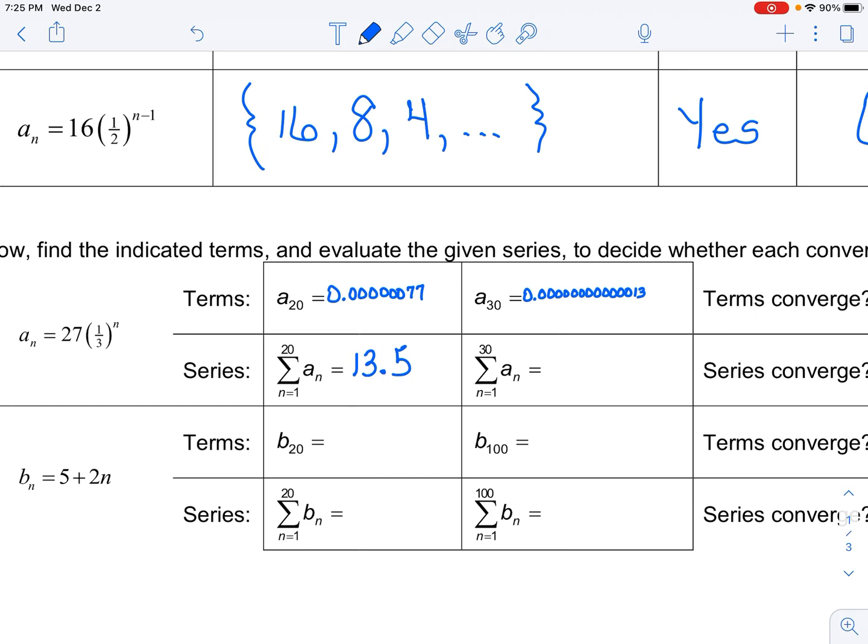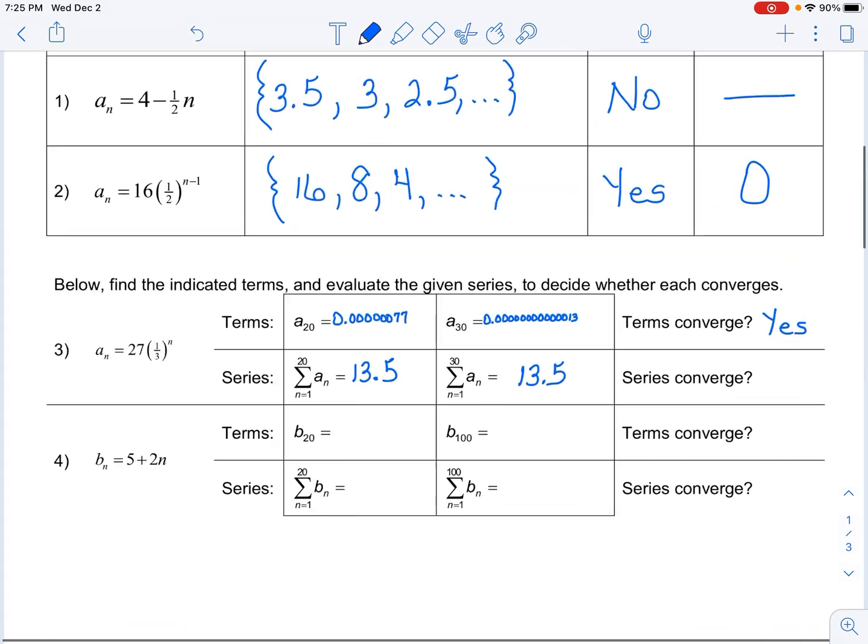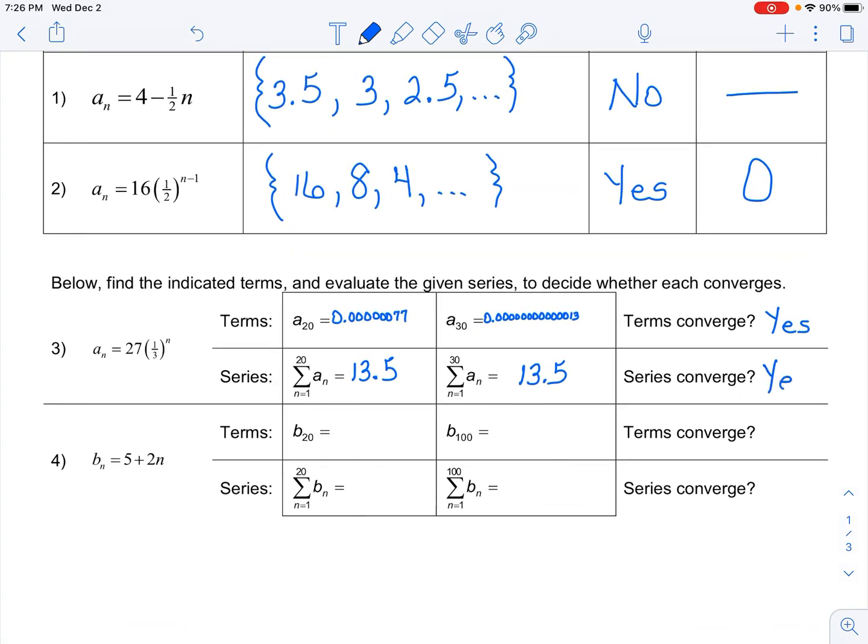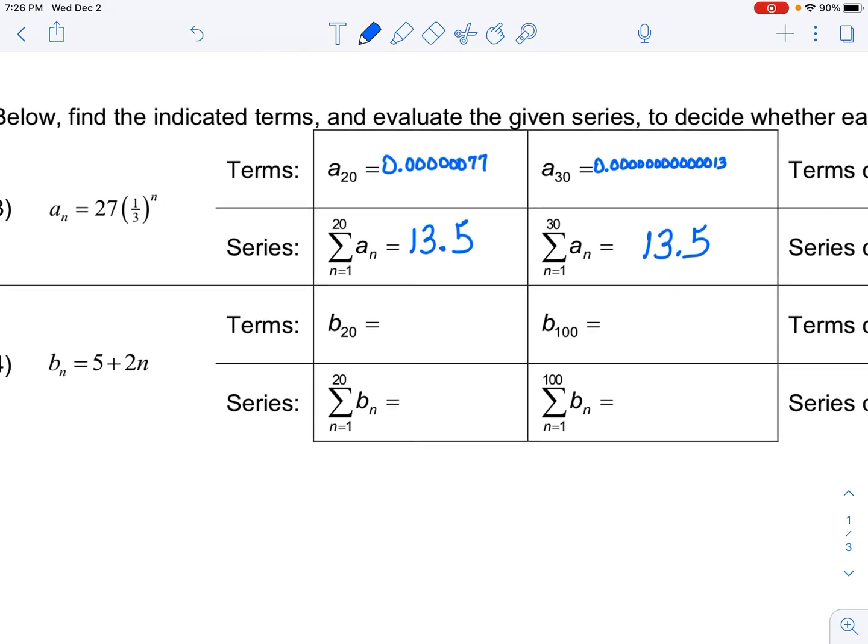Okay. And then if I find the summation of the first 30 terms, I change that 20 to a 30, I get 13.5. So it's getting closer and closer to this number. I could do this again, and let's change maybe that 30 to a 100 and say for the first 100 terms. Again, it gives me 13.5. So it's approaching the same number. So yes, the series converge.